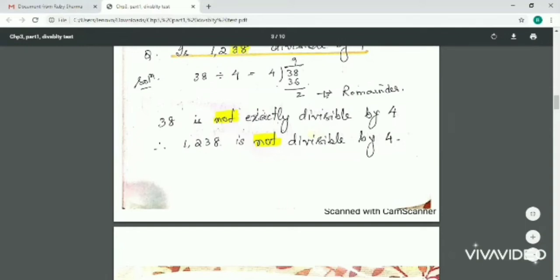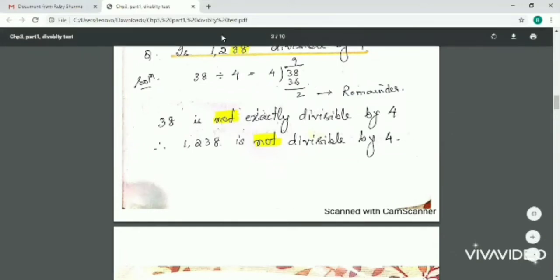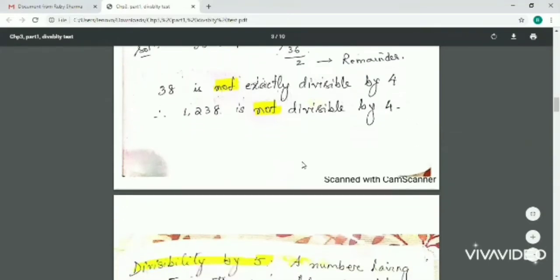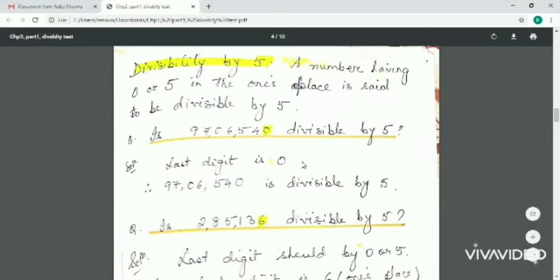So you have to learn. For 2, we have to check the last digit. For divisibility by 3, we are doing only the sum of the digits. For 4, we are checking the last two digits, dividing by 4 and checking. So all these have different steps. So please write it down and go through properly.